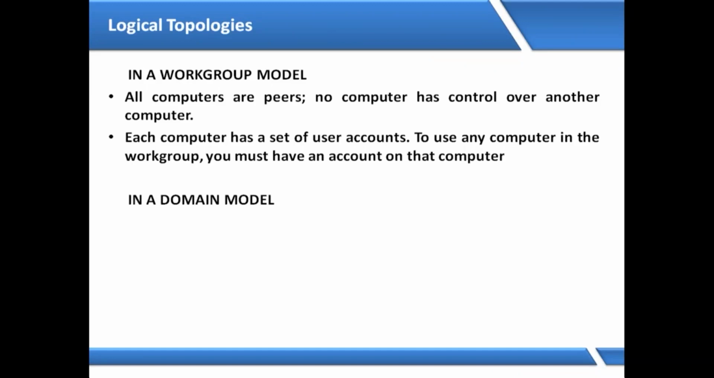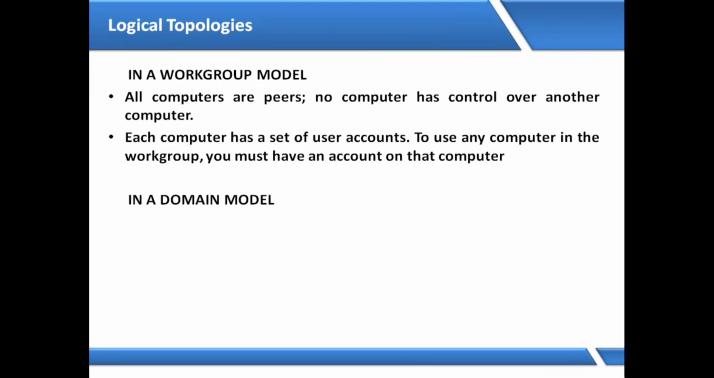Okay, so in the workgroup model, who will create the workgroup model? No one. By default in Windows, we have two OS, client and server OS. So whenever you install either client OS or server OS in Windows, by default that machine will be in workgroup model. So how to check that? Yesterday I showed you.